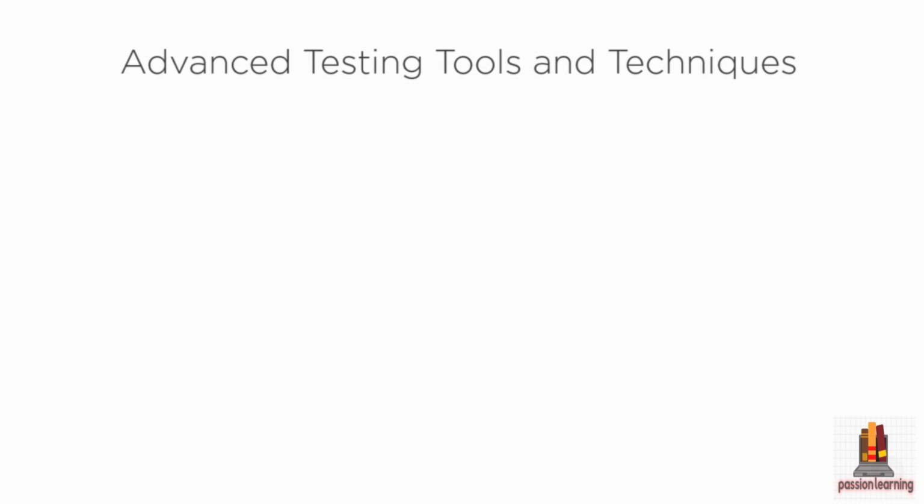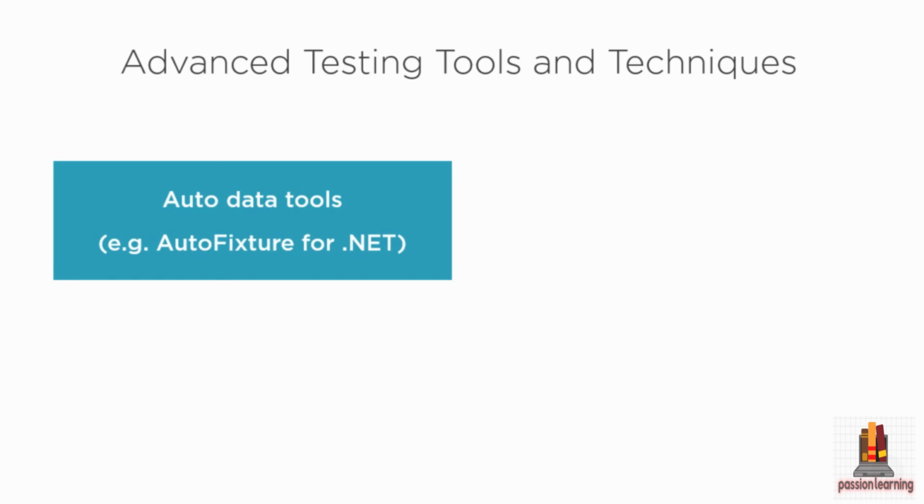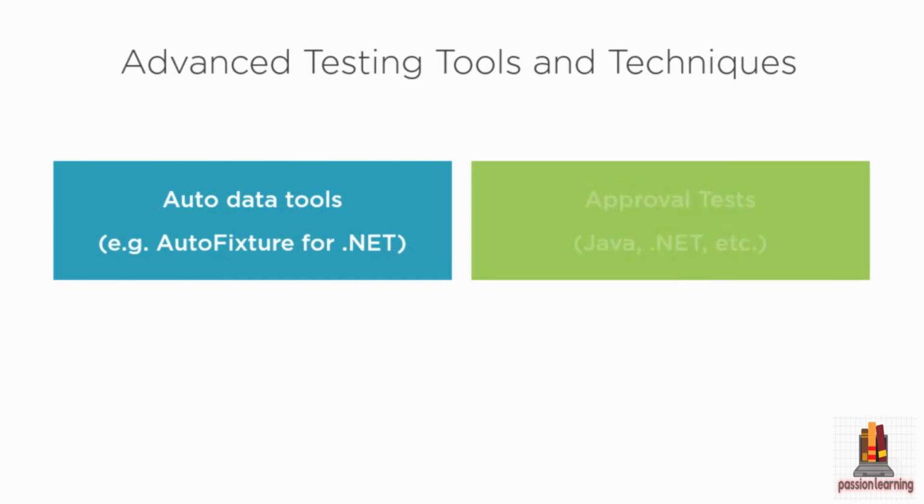In addition to any unit testing frameworks that we may be using, there's a number of advanced testing tools and techniques that can be employed to improve the overall test suite. For example, we can use auto data tools that essentially help us in the arrange phase of tests. For example, the creation of anonymous test data. This is test data that we don't really care what it's set to, only that we need to provide a value for the test to execute. One example of this is the AutoFixture library for .NET.